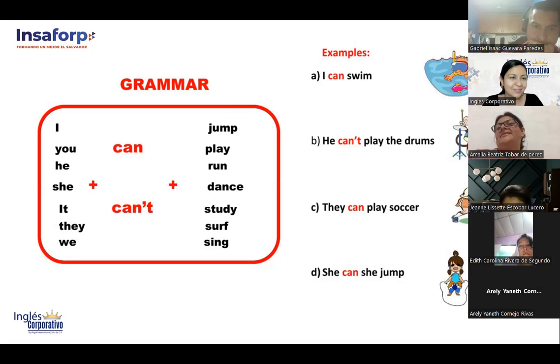With families. Excuse me, Amalia? I can't ride the bike with family. With your family? Yes. Gabriel can't cook. Oh, Gabriel, you need to learn how to cook. Edith can make pupusas and she can swim. Mmm, delicious. What is your specialty of pupusas, Edith?